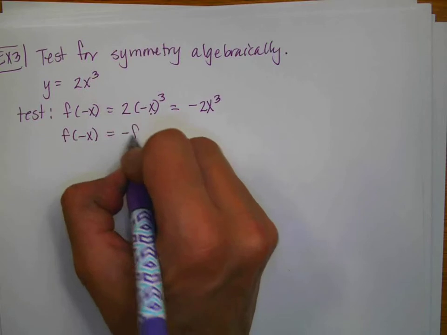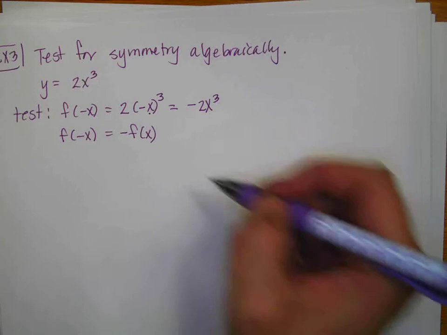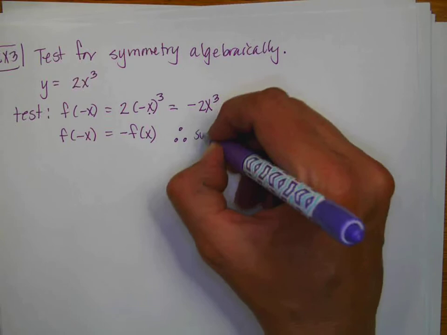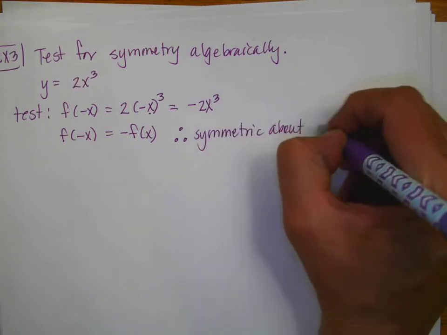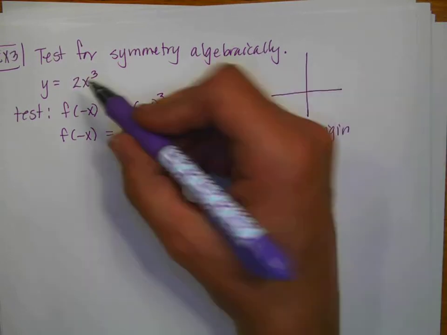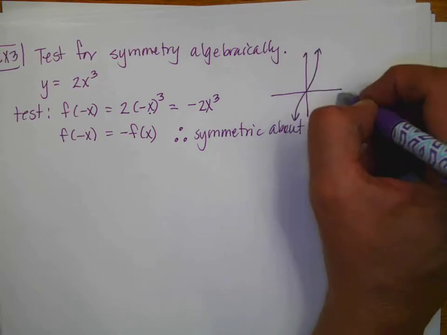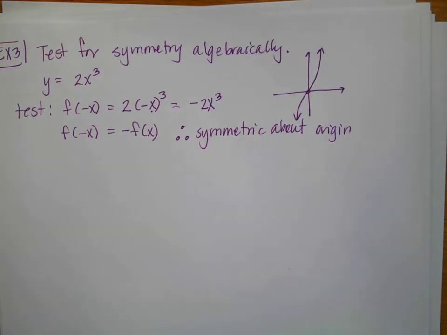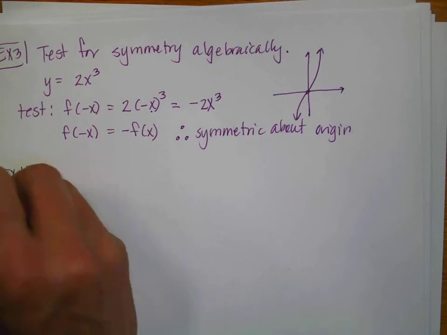So this says that when I did this math, every sign was the exact opposite. And there's only one term, so that was pretty easy. Therefore, this is symmetric about the origin. And if you were to put it in your grapher and graph it, 2x cubed is just a steeper cubic, and it might look like that. And that is indeed symmetric about the origin. Okay? All right, let's do another example.